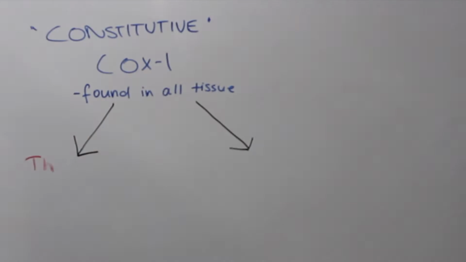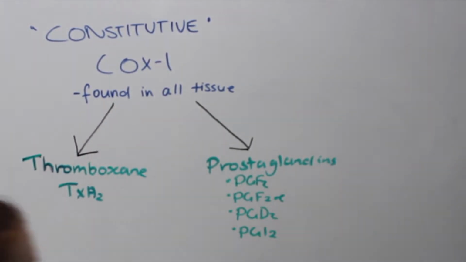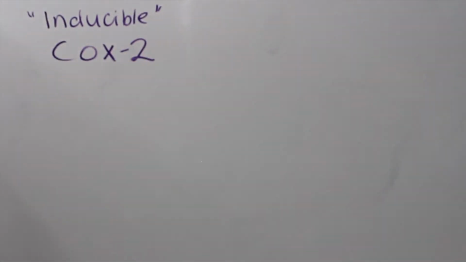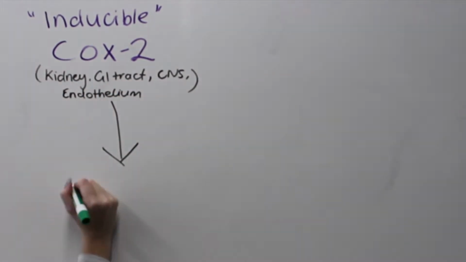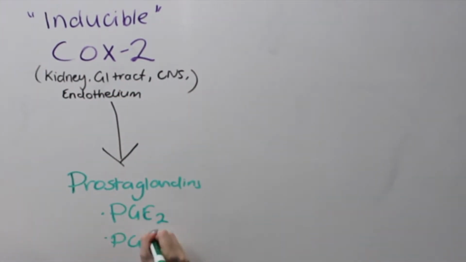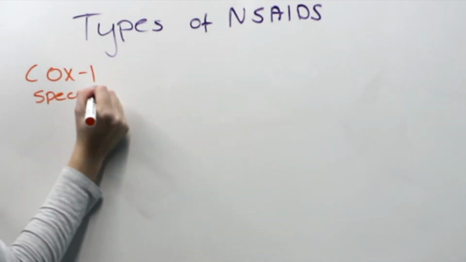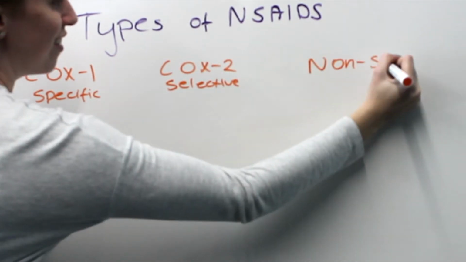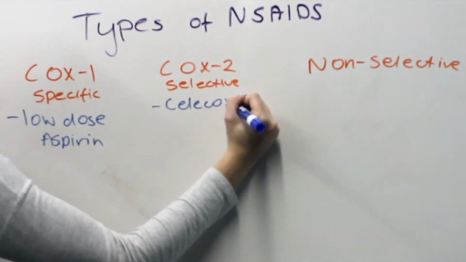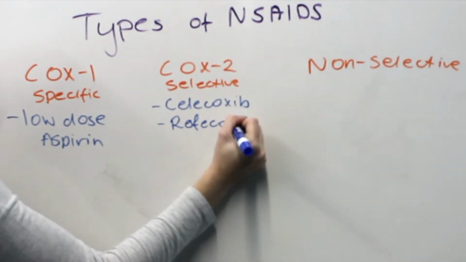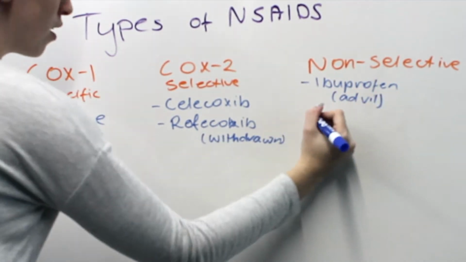There are two different forms of the COX enzyme. COX-1, which is found in all tissues and has the main products of thromboxane, prostaglandins, and prostacyclins, and the inducible form of COX, known as COX-2, which is only found in specific tissues. Its main products are the prostaglandins PGE2 and PGI2. Therefore, there are different types of NSAIDs which target the different forms of the COX enzyme. There are COX-1 selective NSAIDs, mainly low-dose aspirin, COX-2 selective NSAIDs, such as Celecoxib, and non-selective NSAIDs, like the commonly used ibuprofen, which is sold as Advil.